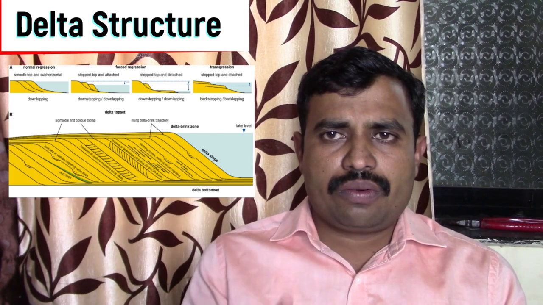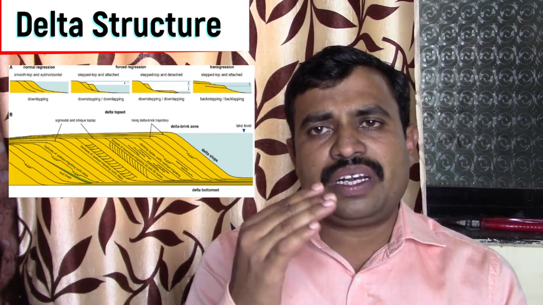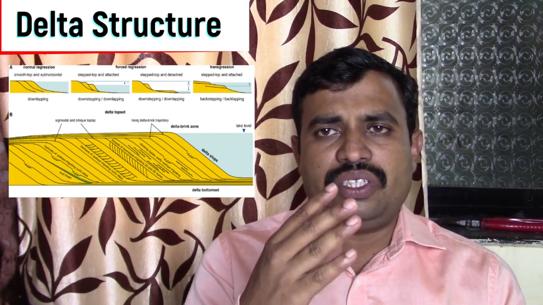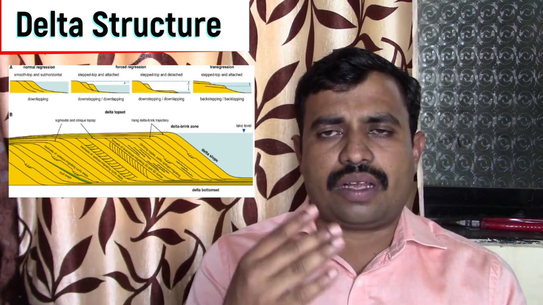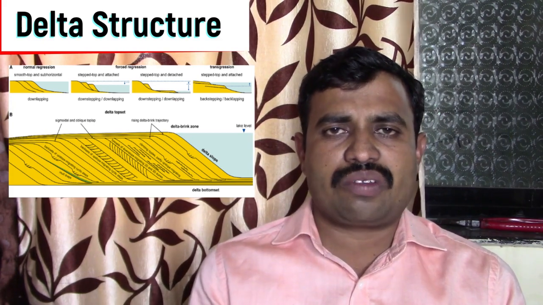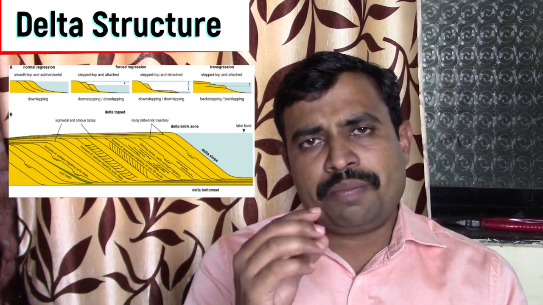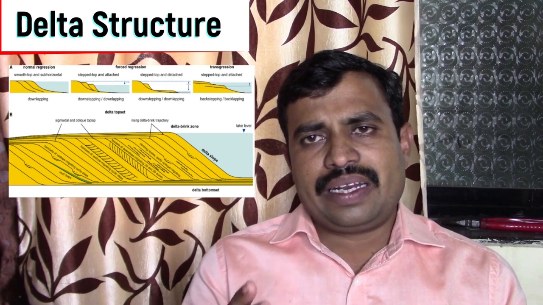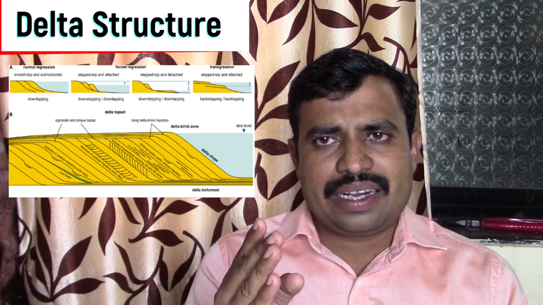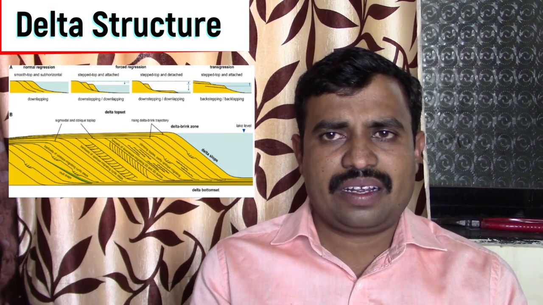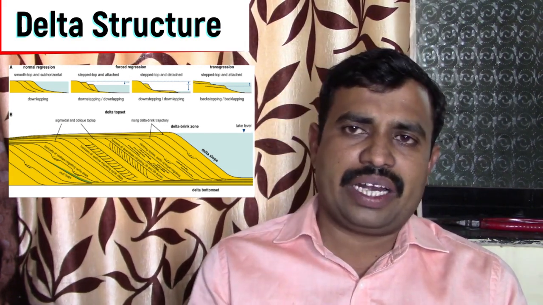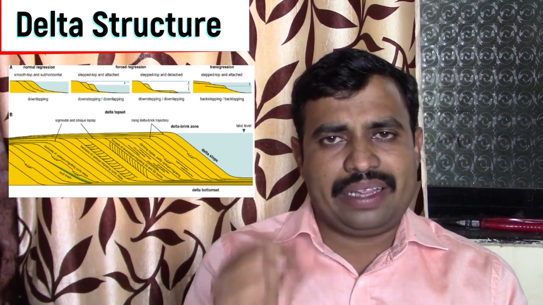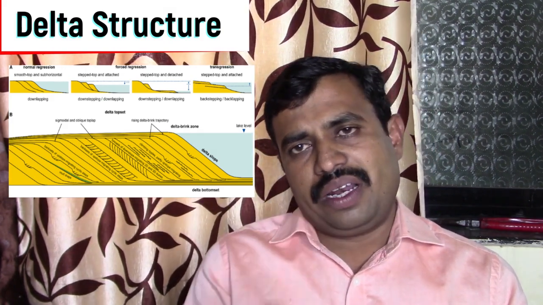Now we are going to discuss the internal structure. The first internal structure of the delta was described by G.K. Gilbert, who was an American geologist, and he first described how the structure of the delta looks. He gave a simple internal structure. The delta has the topset, foreset and bottomset. These are the three sets of beds present in each and every delta, as told by G.K. Gilbert, the American geologist.